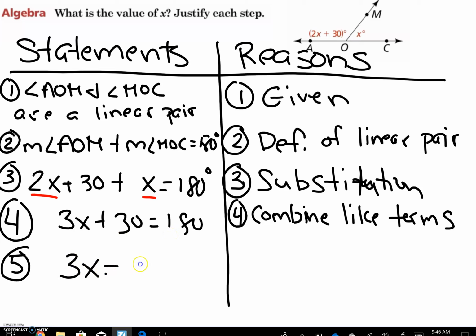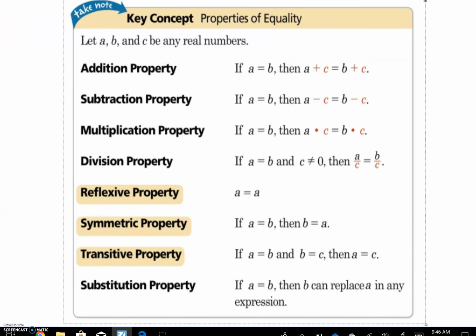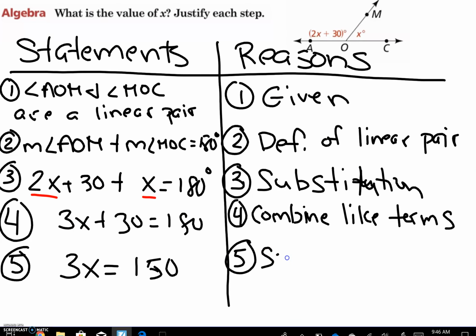And if you subtract 30 from both sides, you're left with 150. And now what's the reason I was allowed to do this? Well, we have to go back to our table and say, oh, that was subtraction property of equality. And I'm obviously going to shorten this because I don't have enough room. Okay, so that's subprop of equal, subtraction property of equality.